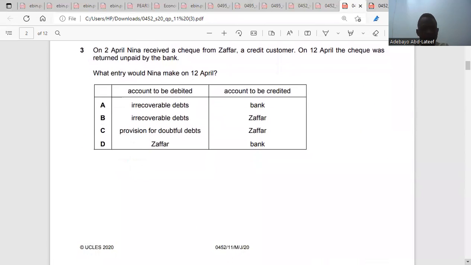Question 3. On 2nd April, Nina received a check from Zavar, a credit customer. On 12th April, the check was returned unpaid by the bank. What entry would Nina make on 12th of April? So on 12th of April, Nina will have to debit Zavar account and credit the bank account. So the answer is D. Question 3, D. Question 4.